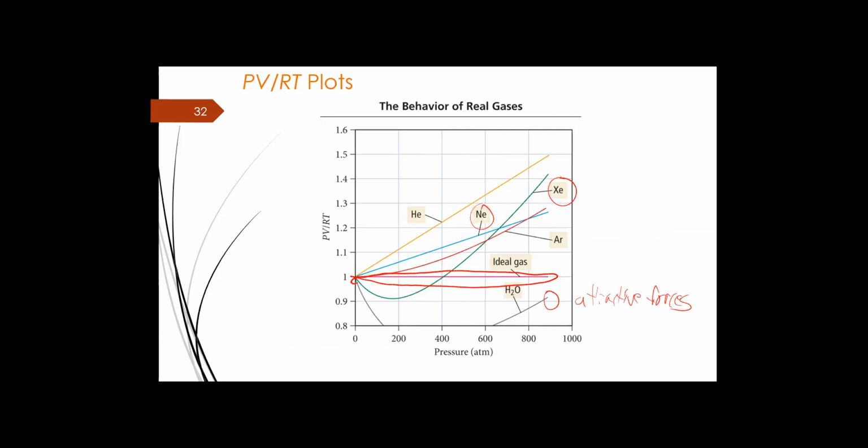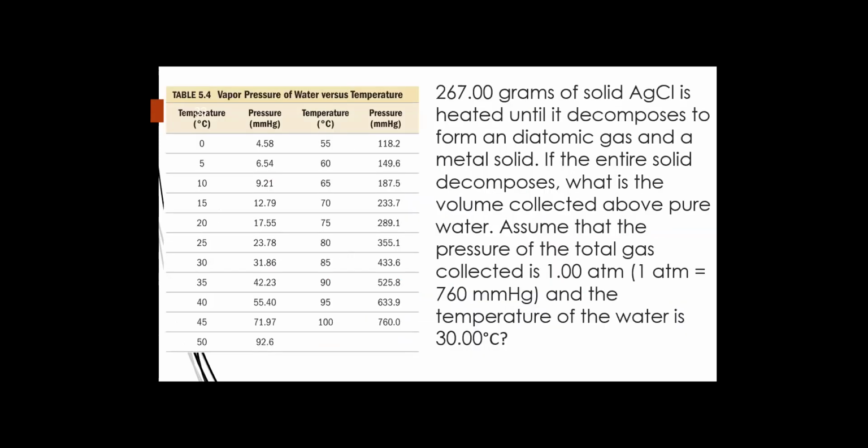So we're going to do a little practice problem. For this one, go ahead and try to calculate your answer, and then we'll go through it. 267 grams of solid silver chloride is heated until it decomposes to form a diatomic gas and a metallic solid. So we have to figure that part out. If the entire solid decomposes, what is the volume of gas collected above pure water? Assume that the pressure of the total gas collected is 1.00 atmospheres and the temperature of the water is 30.00 degrees Celsius. Okay, good luck.